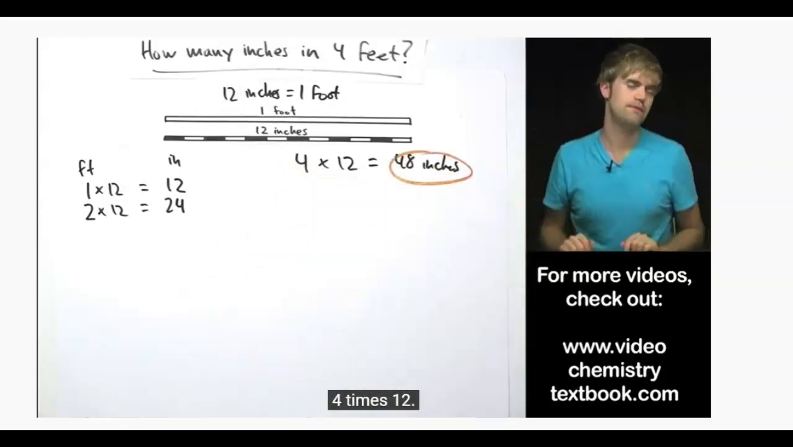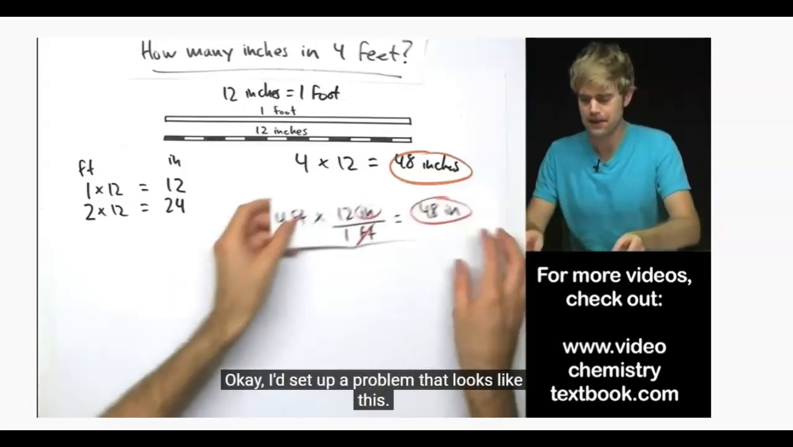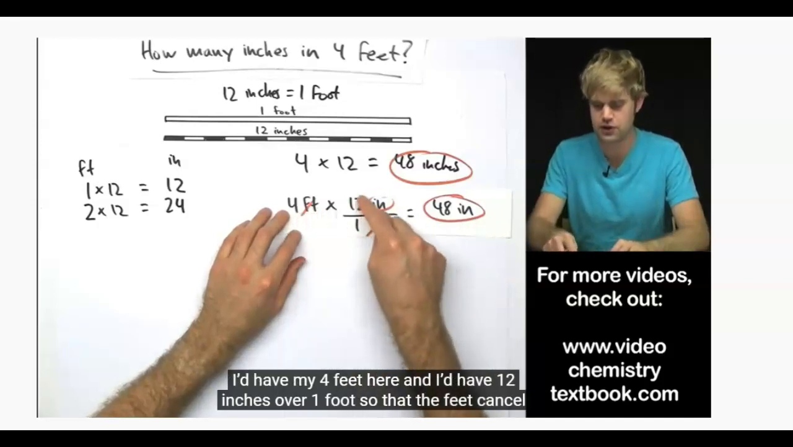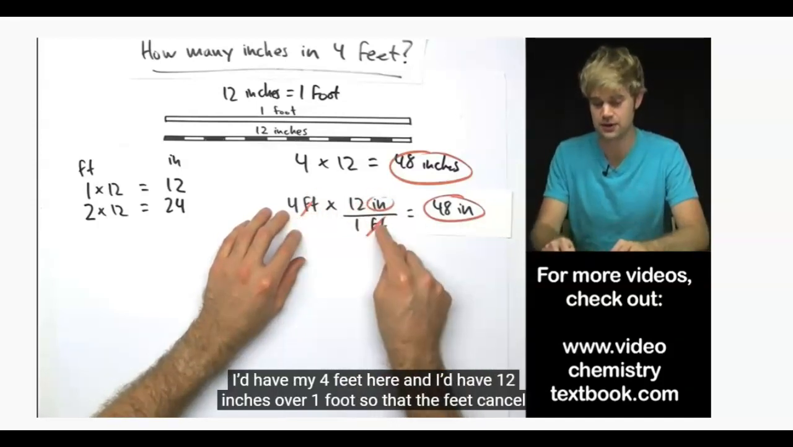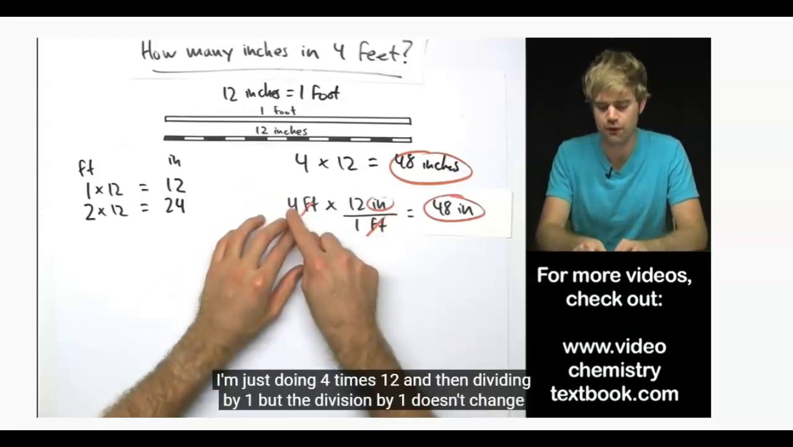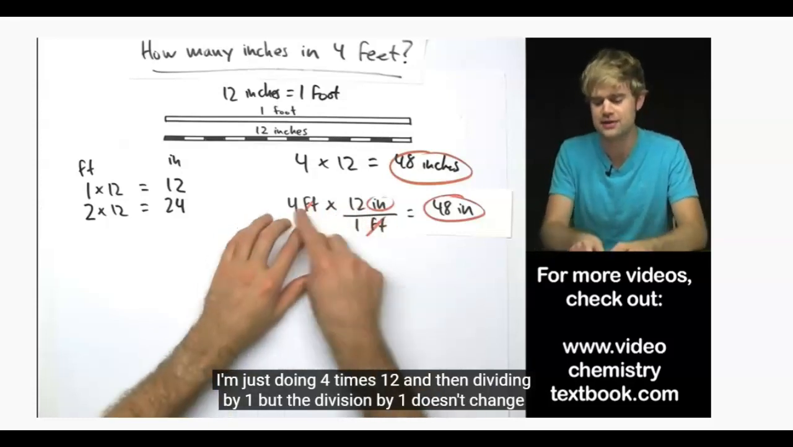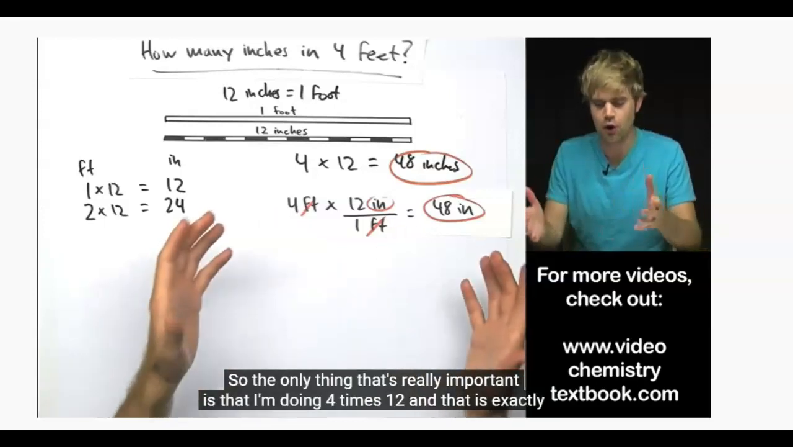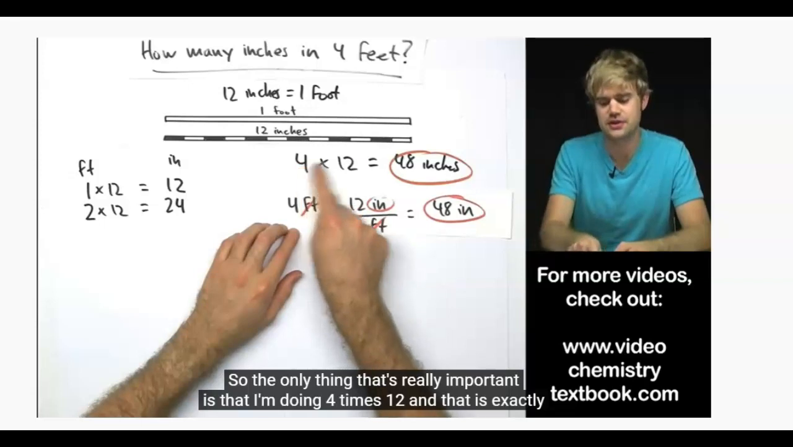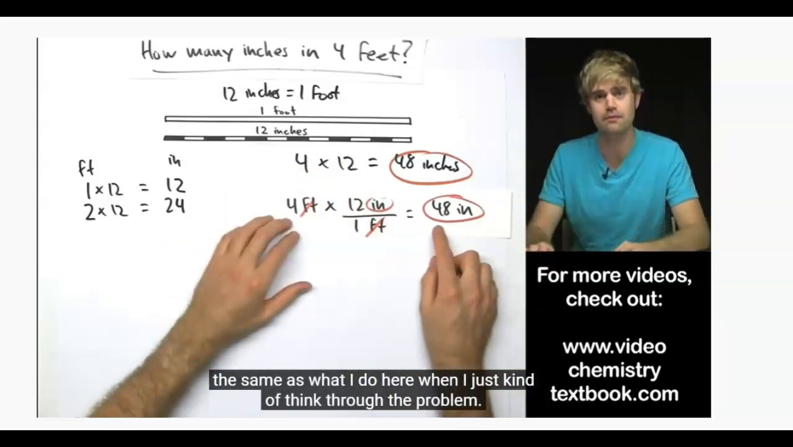4 times 12. How would I do this with conversion factors? I'd set up a problem that looks like this. I'd have my 4 feet here, and then I have 12 inches over 1 foot so that the feet cancel out. Look at the math that's going on here, though. I'm just doing 4 times 12 and then dividing by 1, but the division by 1 doesn't change anything here. So the only thing that's really important is that I'm doing 4 times 12. And that is exactly the same as what I do here when I just think through the problem.